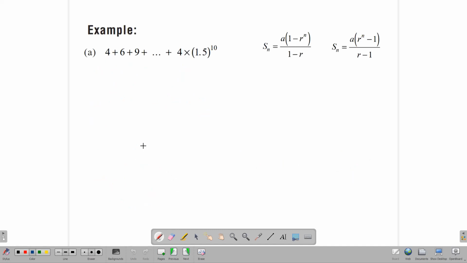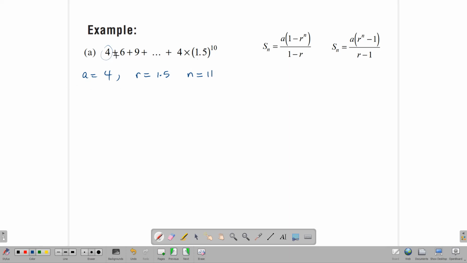Now let's try to use it on a question and see how it turns out. Here we have a geometric series, 4, 6, 9, etc., going up to 4 times 1.5 to the 10th power. So we know our first term, a, is 4. We know our common ratio, r, is equal to 1.5. And what we need is the number of terms. So what is the number of terms? Here we have the term containing 1.5 to the 10th. So the power is 10 here. So there are 10 terms plus this other term here. And that would give us 11 terms.